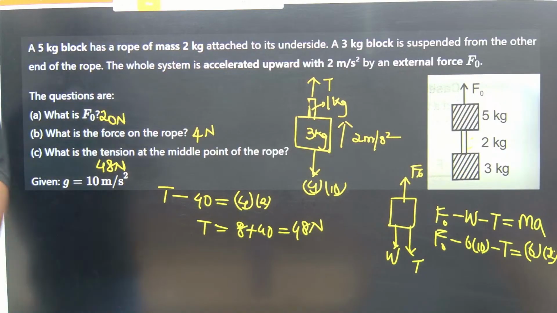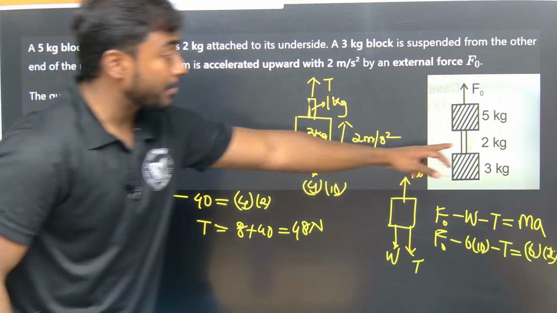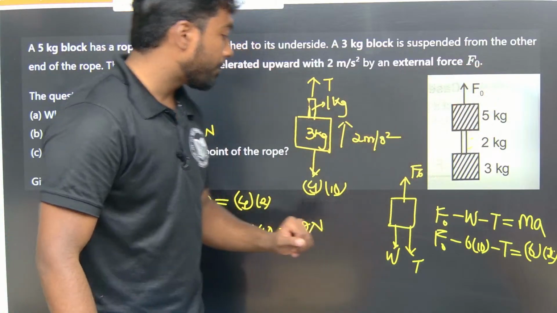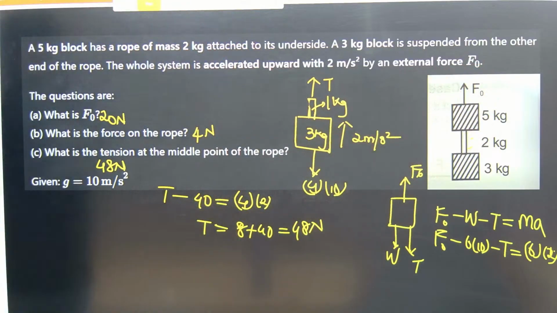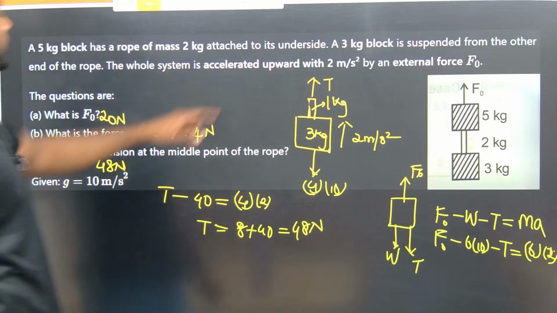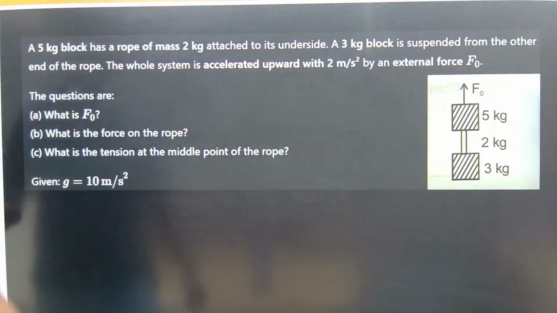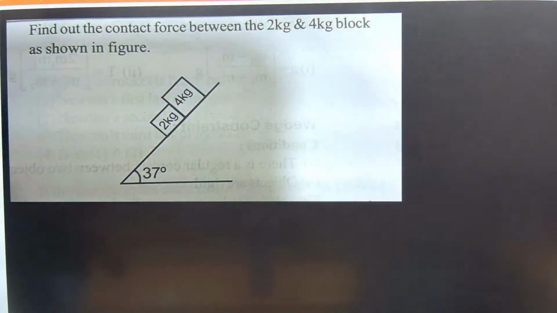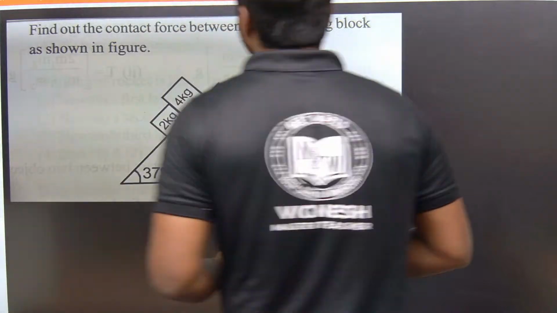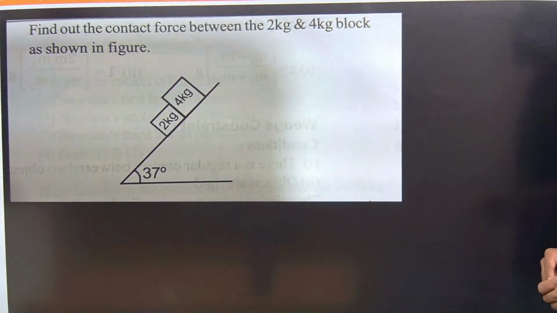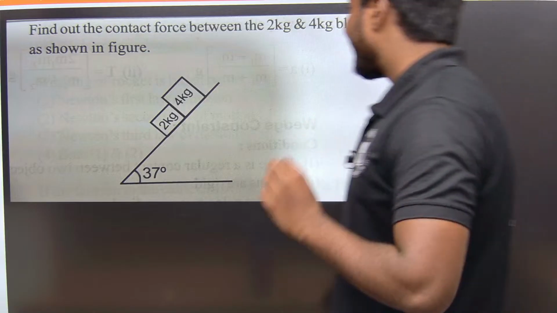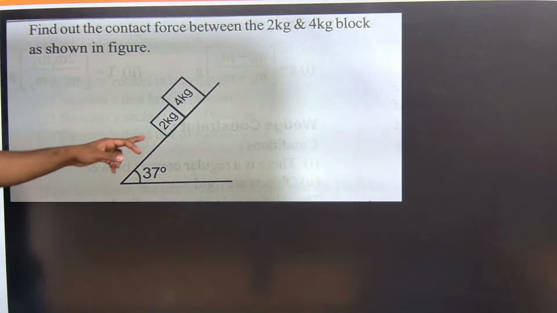This will be my equation when I take the upper part of the free body diagram. Can we go for the next question? Find out the contact force between the 2 kg and 4 kg block as shown in the figure. So contact force they are asking, right? Contact force. So what should I do here?